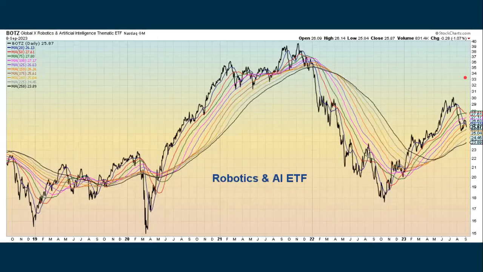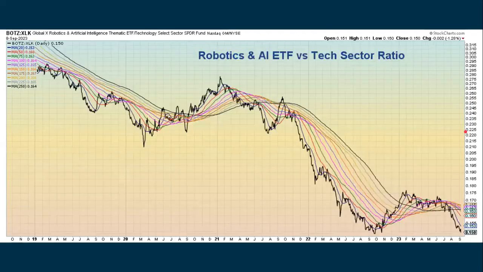We look at robotics and AI as an ETF, and that's all the rage right now, but that ETF has not been performing all that well. And when we compare it to the tech sector, it's been even underperforming and going down in relation to the rest of the tech sector.